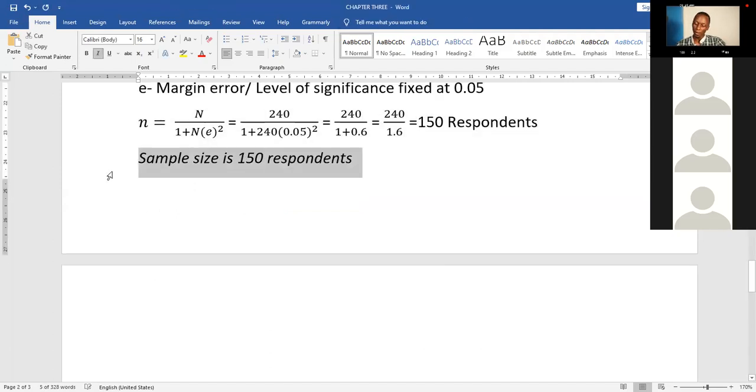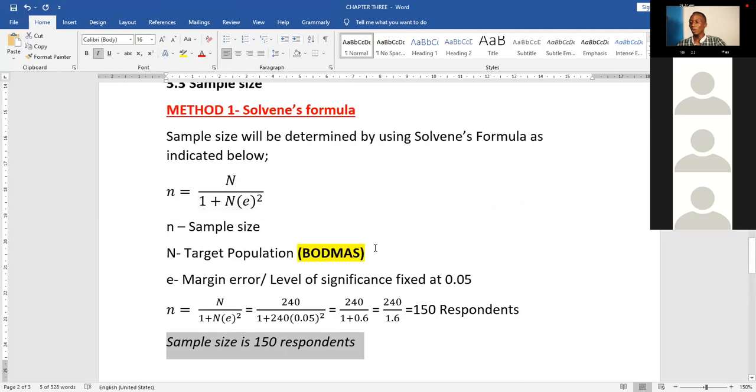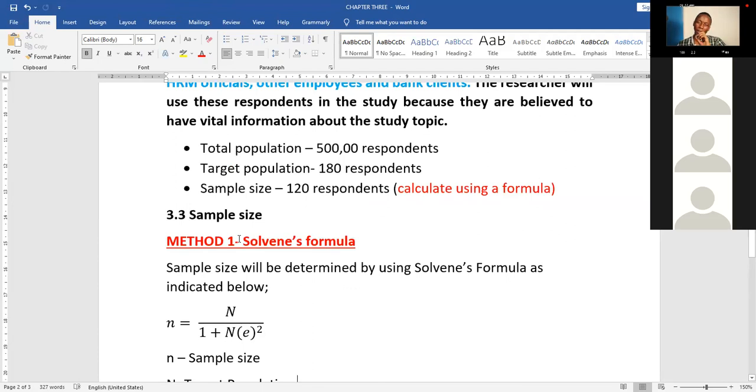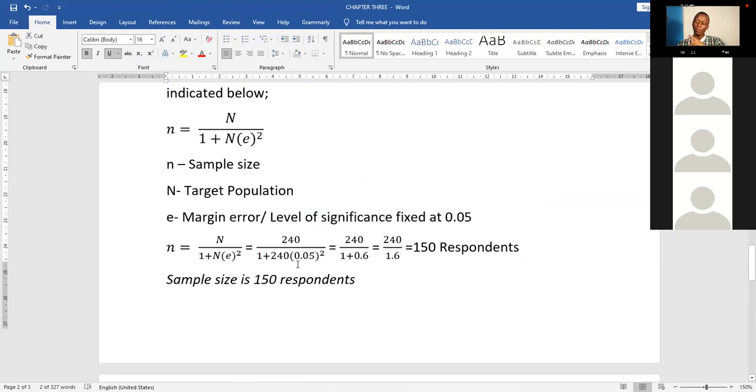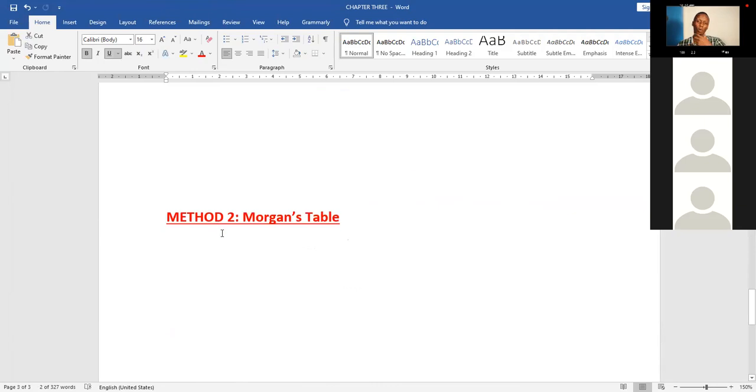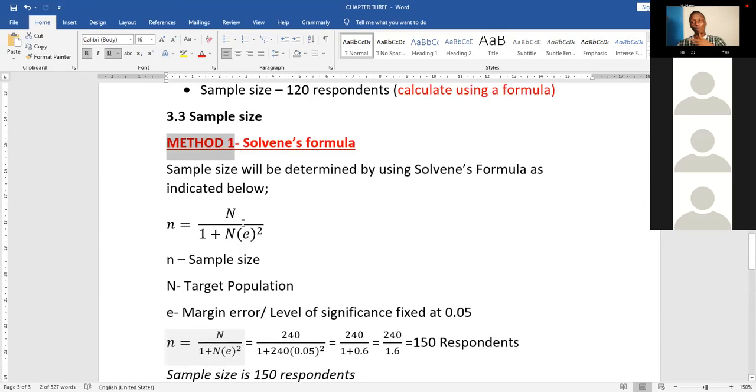Any questions, guys? If you have any questions, please ask me. So this is the first method for determining sample size. We have 2 methods. There are so many, but the most common ones are 2. We have method 1, which is Slovin's formula, and method 2, which is Morgan's table. Method 1 is the most common and most recommended. We usually put most recommended because most supervisors prefer this method.